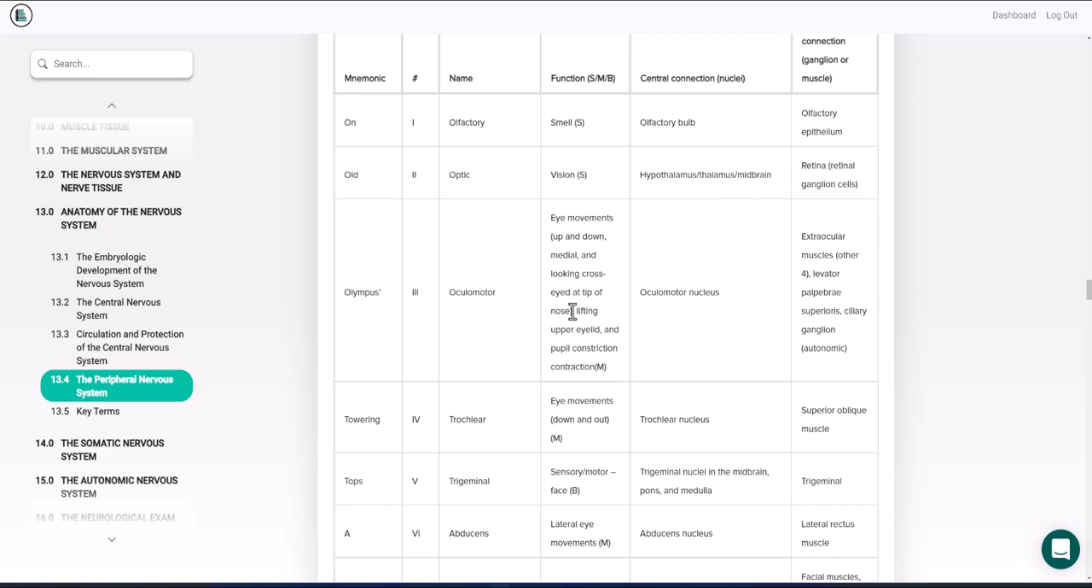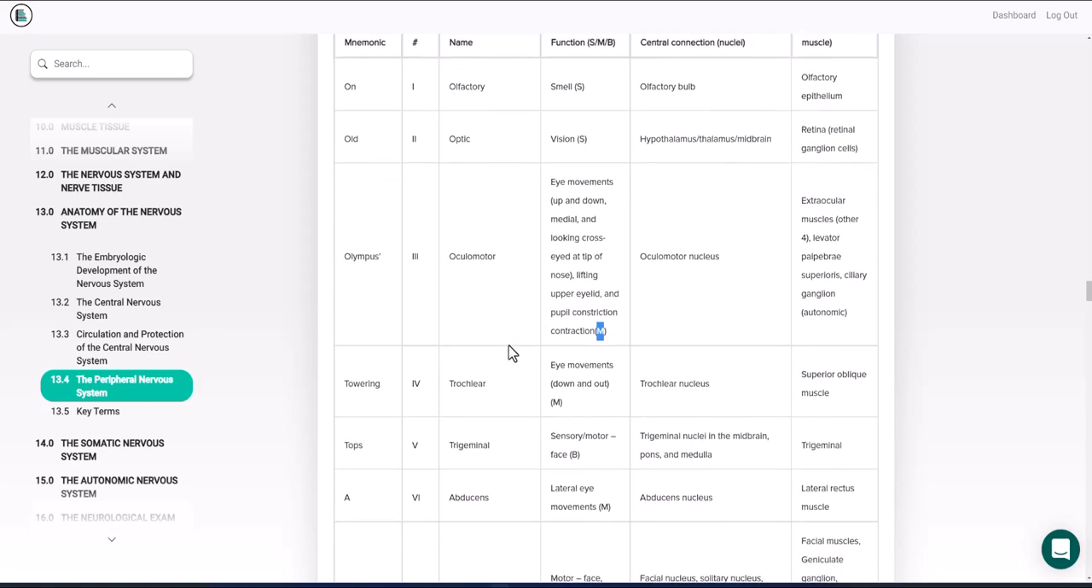So that is going to be your inferior rectus muscle. It also allows you to lift your eyelid, and it constricts your pupil. So all of these movements, right? This is motor movement. So this is an M nerve. This is a motor nerve. Okay, so again, it's controlling your extraocular muscles, 4 of them, 4 of the 6. Okay, 4 of the 6 muscles are being controlled by this nerve.